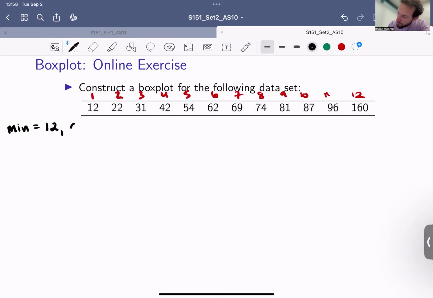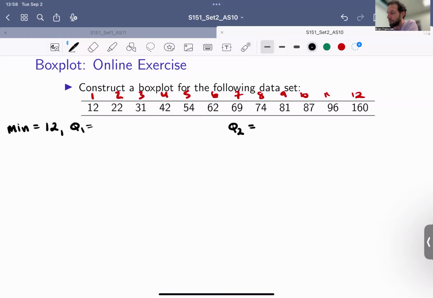So we have to find Q1, which is the first quartile. We have to find Q2, which is the median, and then Q3, which is the third quartile, and then the max. Now, in general, my recommendation is to always do the second quartile, the median, first. So I'm going to give myself a bit of space here, but I'll move some stuff around should I need to afterwards. Okay, so Q2, which is the median.